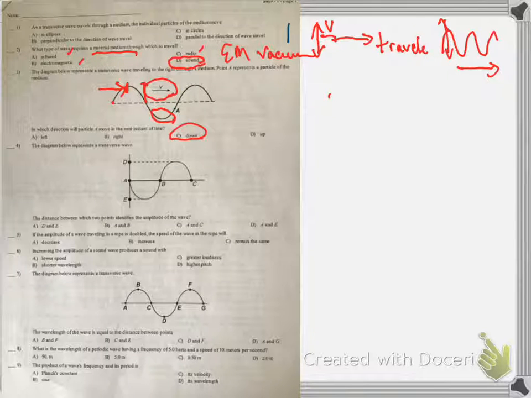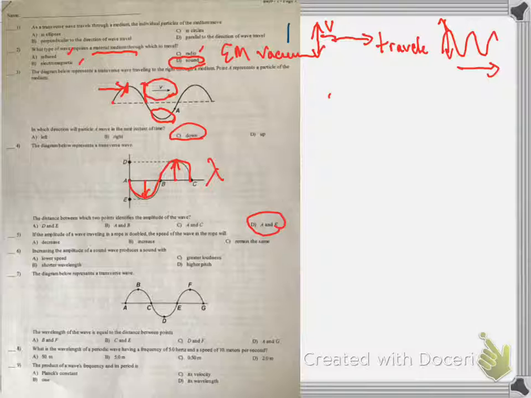Diagram below represents a transverse wave. Distance between which 2 points identifies the amplitude? Well, we know that this is the amplitude. This is also the amplitude. And because A to D is not one of the answers, but A to E is, that's the best one. A to C is one full wave, so A to C would be the wavelength.